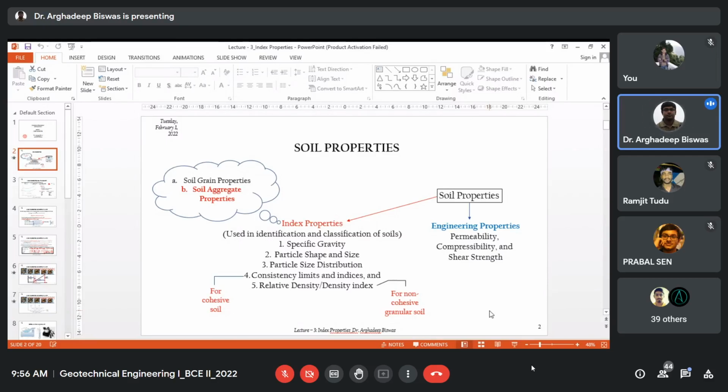Regarding the non-cohesive soil or sandy soil, that degree of firmness is represented by relative density or density index. Here, the degree of firmness is represented as the density. The more the density, the more the shear strength, the less the compressibility, and the less the permeability. Relative density indicates whether you are dense or loose with respect to the maximum and minimum possible density that you can achieve. So that is associated with non-cohesive soil.